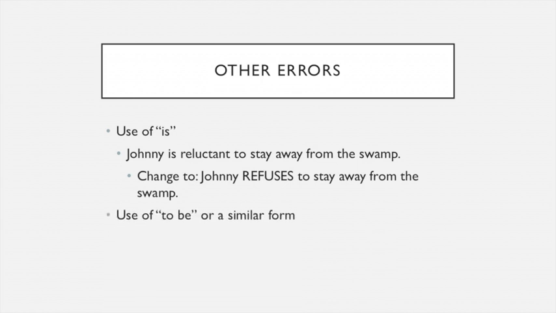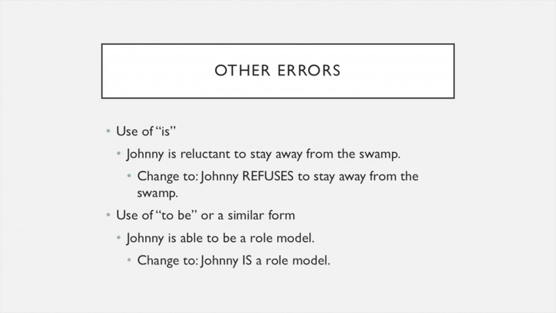Now let's look at another example: the use of "to be" or a similar form. The use of "to be" or similar forms such as "been" or "be" are common because they're easy to use, but they also suggest that the writer is a weak writer. So we can alter these again. When we have a passive voice sentence such as "Johnny is able to be a role model," we can alter this quickly into "Johnny is a role model," because then you're being assertive, you're being active, and you're being in the present tense, which is the most important thing.